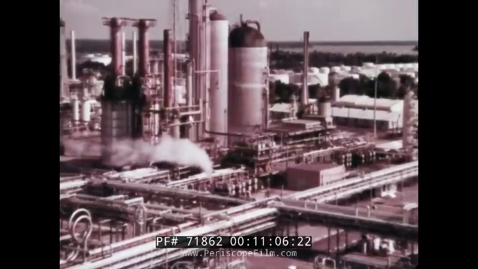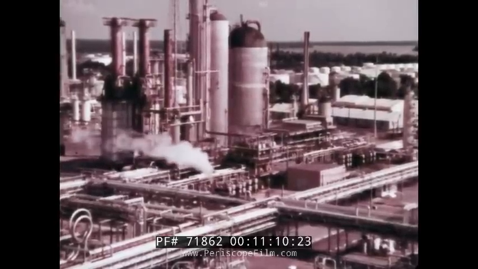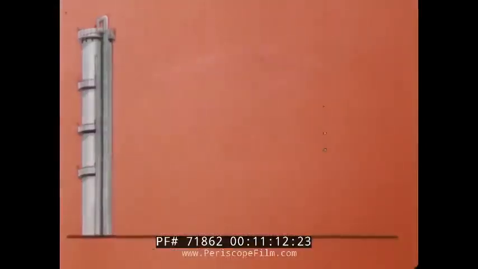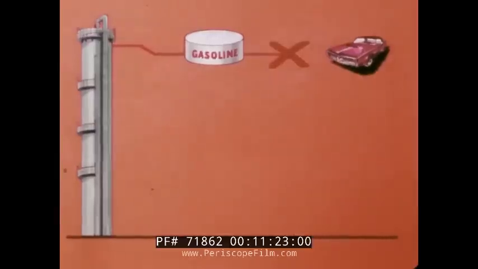Distillation is the key process in a refinery. But distillation alone isn't enough. For one thing, the gasoline that's distilled directly from crude oil, called straight-run gasoline, by itself is not high enough octane for the modern car.